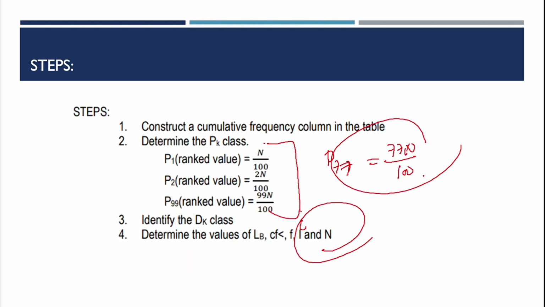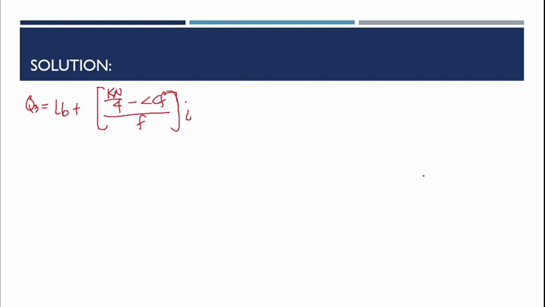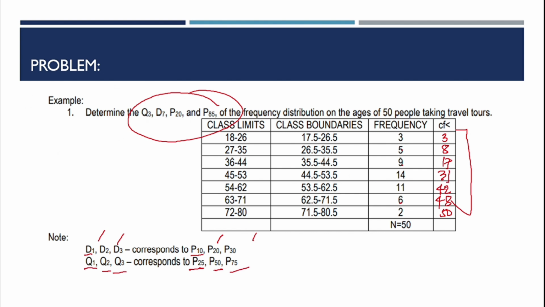Second step is to determine our rank value. Q3 is equal to 3n over 4, which is 3 times 50 over 4. That is equal to 37.5. So we have to locate 37.5. Since this is 31, but we are going to have as our Q3 here, this class is our Q3.